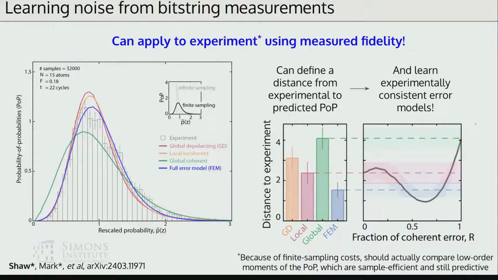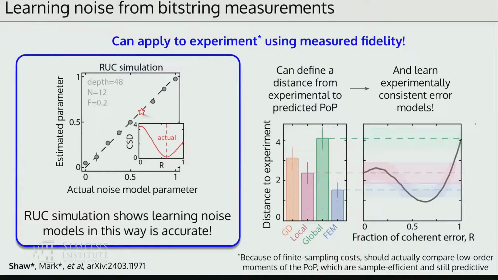For instance, what we can do here is look at some noise model where we vary the fraction of coherent error in a mixture between local Pauli errors and global coherent errors. And what you can see there is that this black line basically shows this same distance to experiment, and we see that this has a minimum at a certain point. The key thing is that we can then do this, for instance, for RUC simulation, and we can really show that the actual noise parameter, for instance, this coherent error parameter that we had in the numerics, is well approximated and well found by doing this type of analysis, by just looking at these distances between POP distributions.